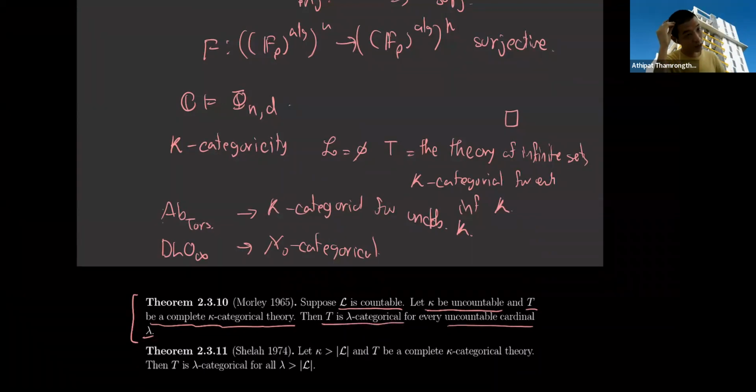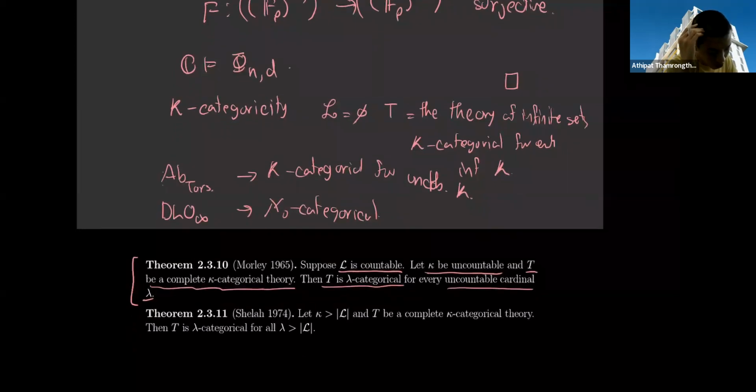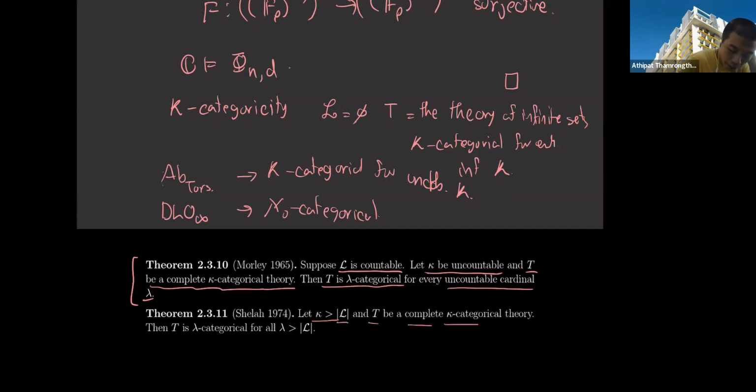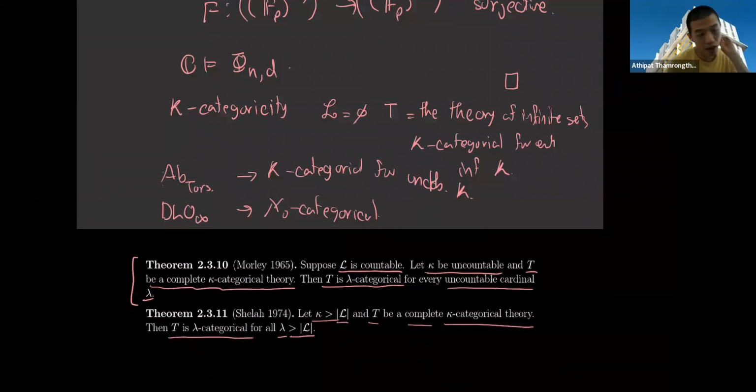so this is very interesting, and it turned out that later Shelah can generalize this result and show that if kappa is greater than the size of the language, so the language doesn't need to be countable anymore, if T is complete and kappa categorical, then for any lambda that is greater than the size of the language, you have that T is also lambda categorical. Okay, let me stop here today.